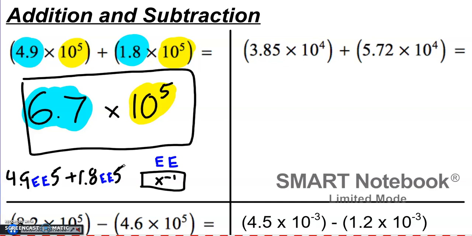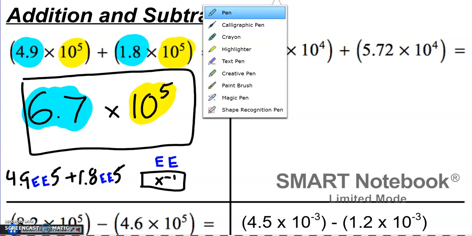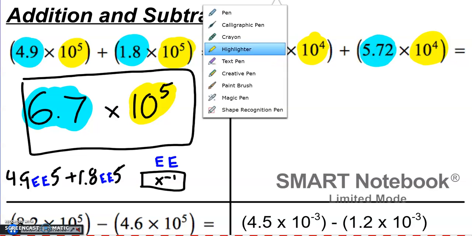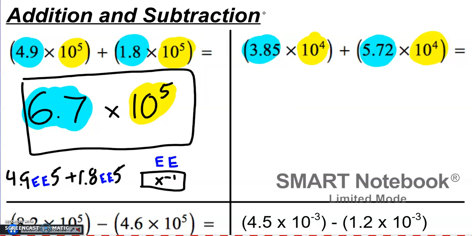So let's go on to the next problem over on the right-hand side. So we have 3.85 times 10 to the fourth plus 5.72 times 10 to the fourth. So we want to first check, are the powers of 10 the same? Well, yeah, they're both 10 to the fourth, which is great, right? So that means we're just going to be adding 3.85 and 5.72 together. So let's do it. We do 3.85 plus 5.72.